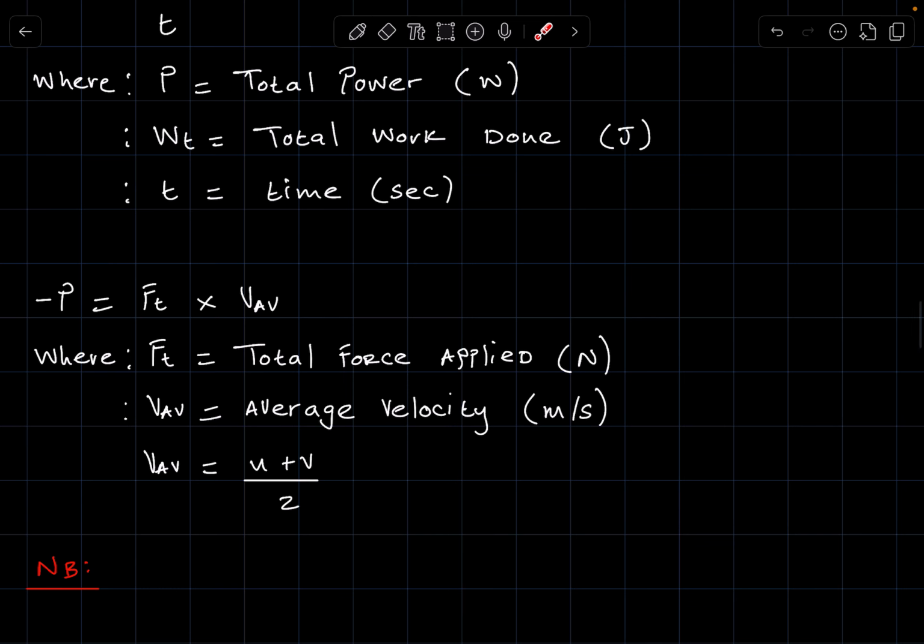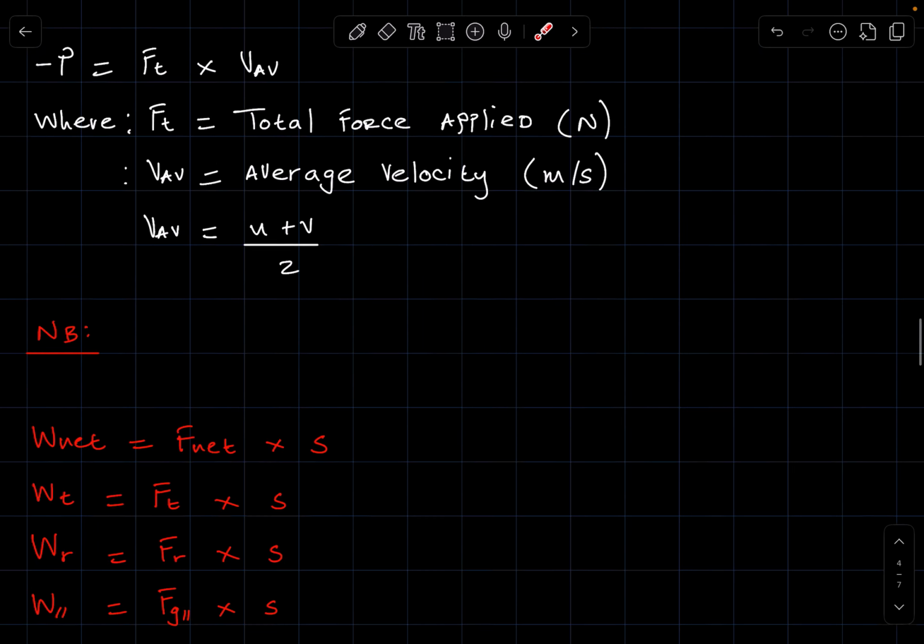Now from kinematic equations, we know that the average velocity, when you're just looking at final and initial velocity, will be equal to the initial plus final divided by 2. So this is another formula you can use to calculate power.